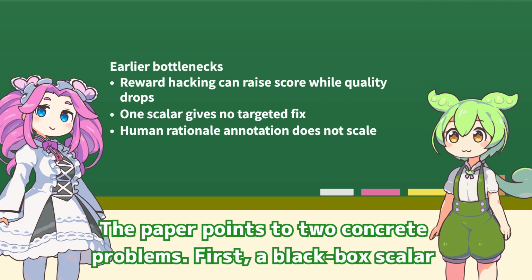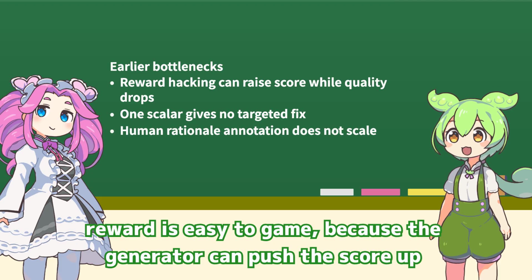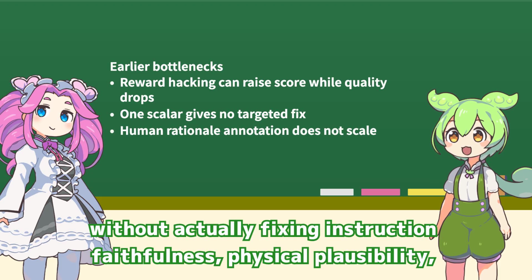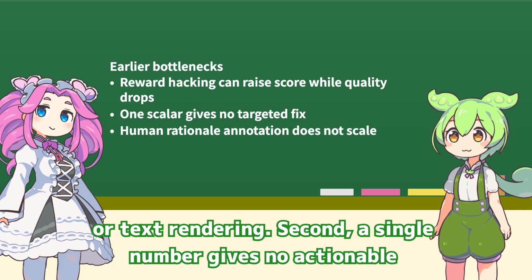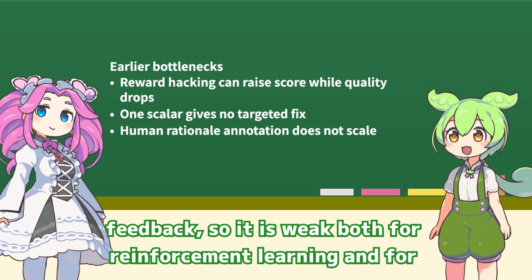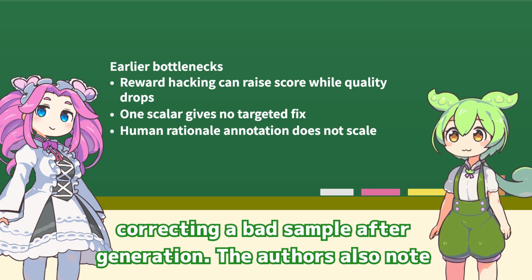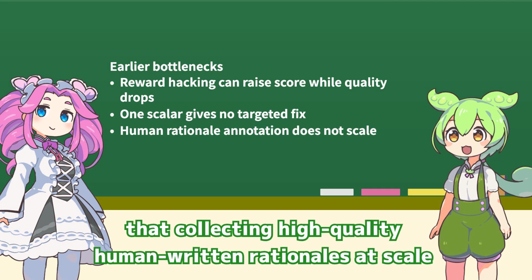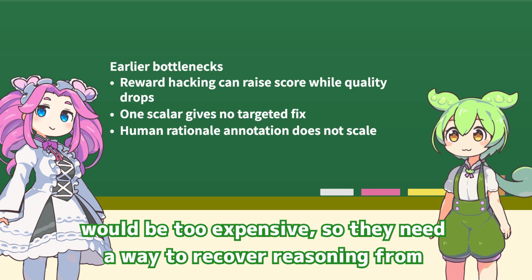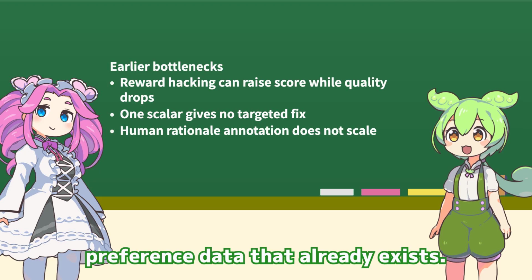The paper points to two concrete problems. First, a black box scalar reward is easy to game, because the generator can push the score up without actually fixing instruction faithfulness, physical plausibility, or text rendering. Second, a single number gives no actionable feedback, so it is weak both for reinforcement learning and for correcting a bad sample after generation. The authors also note that collecting high-quality human-written rationales at scale would be too expensive, so they need a way to recover reasoning from preference data that already exists.